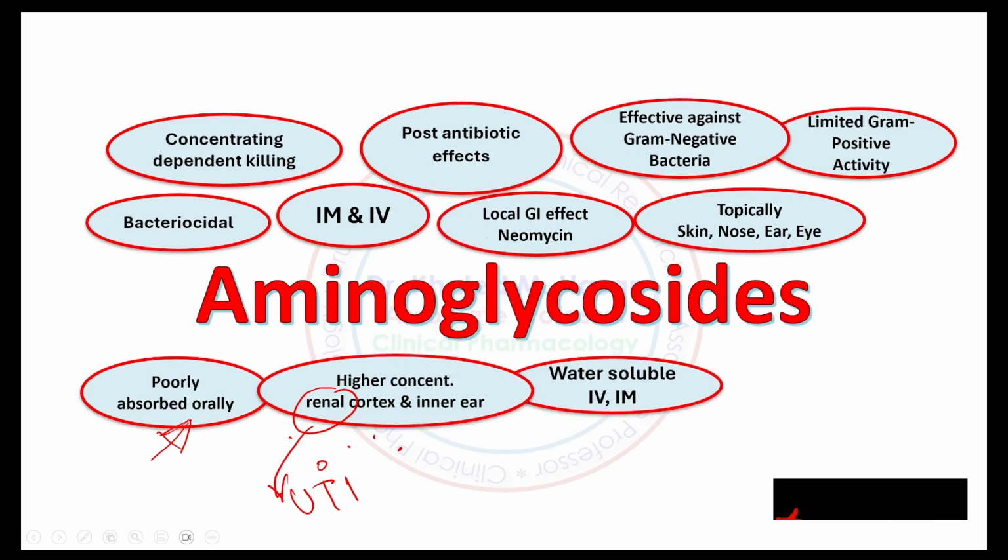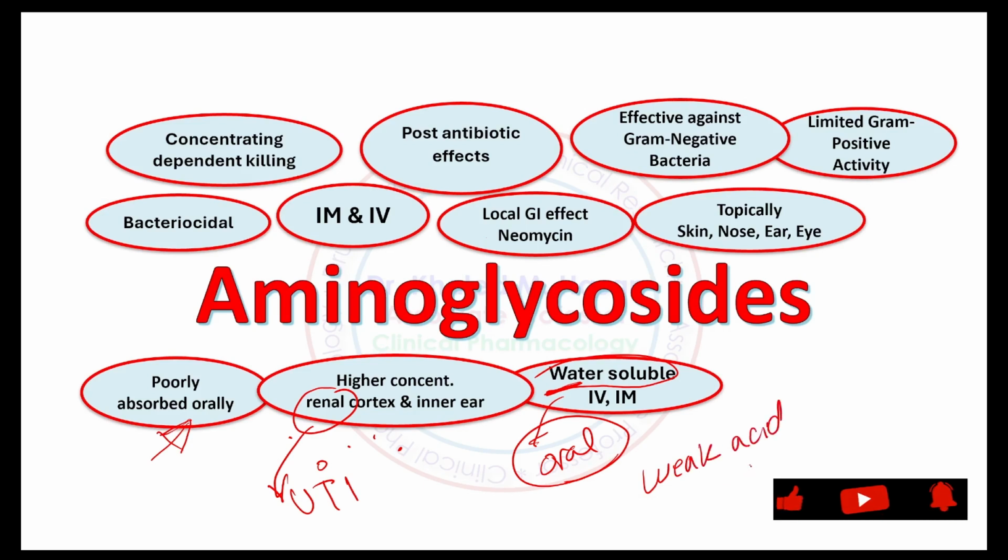Okay, so this medication is considered water soluble, therefore we don't prescribe it orally because it will be unable to absorb from the GI system. If you go back to the pharmacokinetics, we know that for any medication to be absorbed from the oral or GI system, it should be a weak acid or weak alkaline, and the third condition is that it should be lipid soluble. As you can see here, aminoglycoside is considered water soluble. Therefore, we prescribe aminoglycoside mainly intravenous and intramuscular.